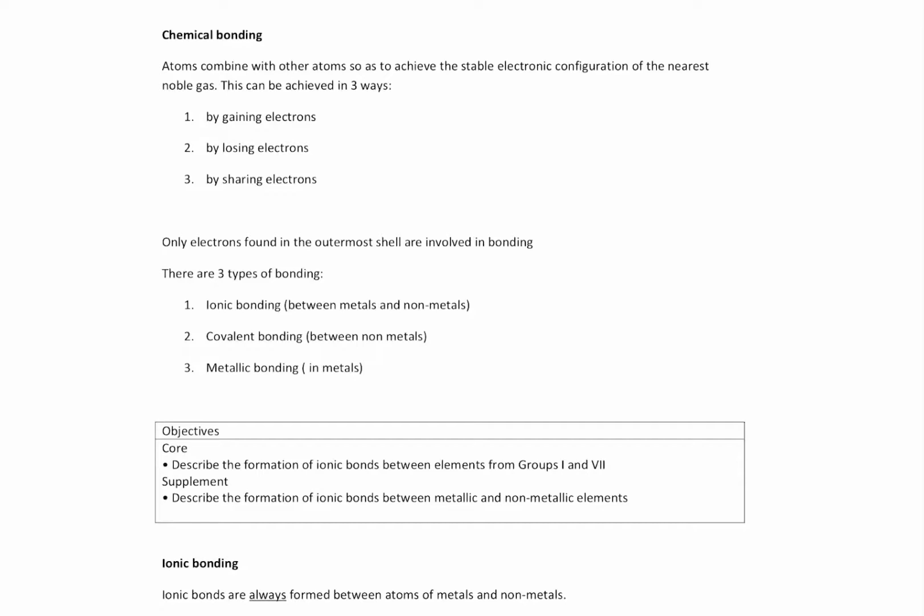Okay, so we will see chemical bonding now. Atoms combine with other atoms. It could be the same atom or a different atom. And why do they combine? Because they want to achieve a stable electronic configuration. Remember, we were talking about the queens or the kings of the elements, those that have a very stable configuration.